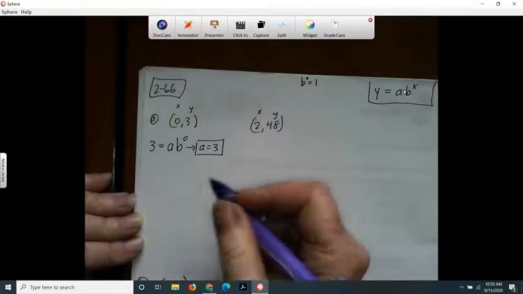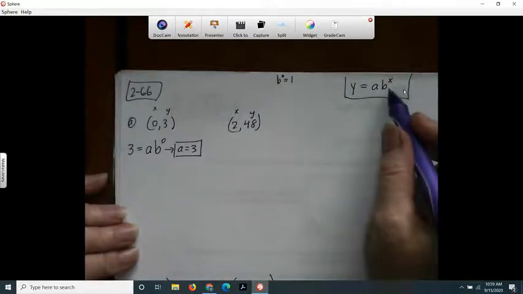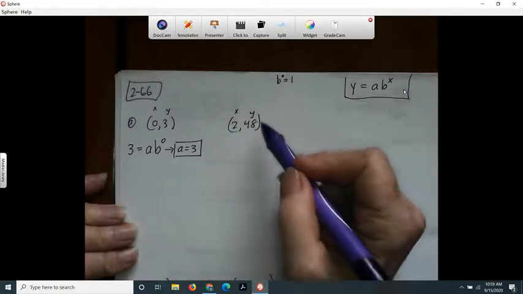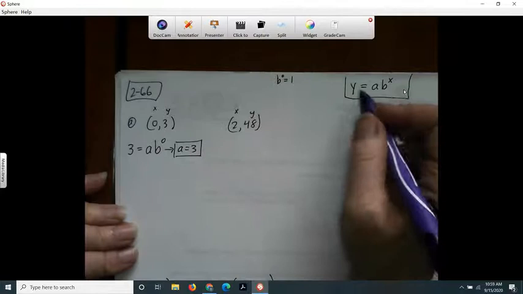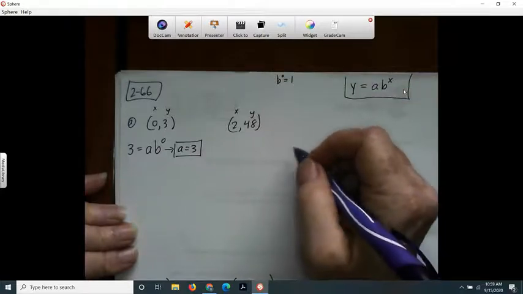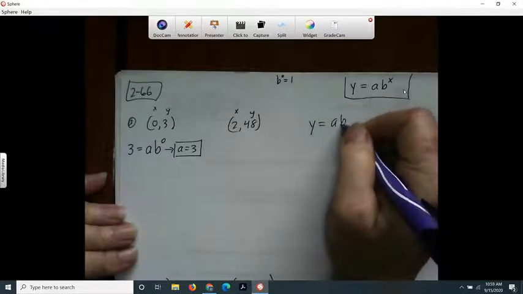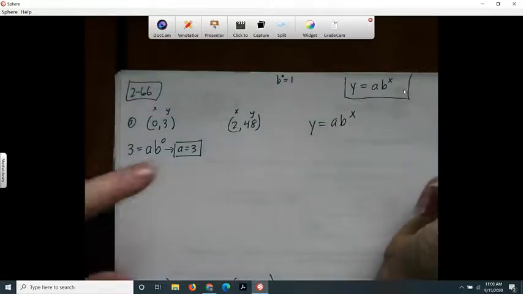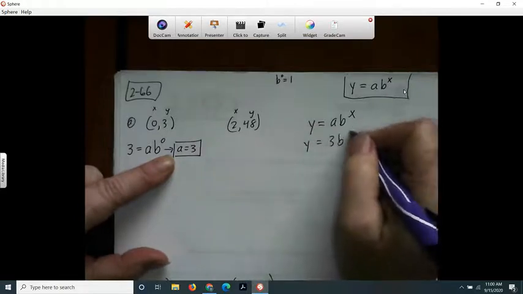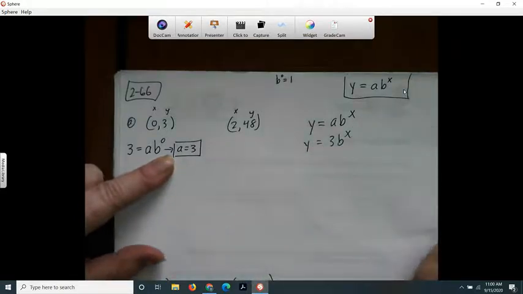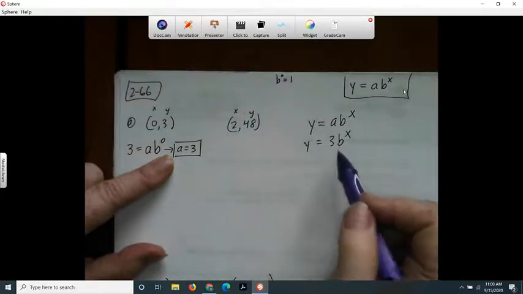Okay, we know a equals 3. So then what we're going to do is rewrite our exponential equation and use these two numbers to help us get b. So I'm just rewriting this. y equals a times b to the x. Okay, so I know a is 3. So I got y equals 3 times b to the x. And then I'm going to take an x and a y, plug them in, and solve for b.